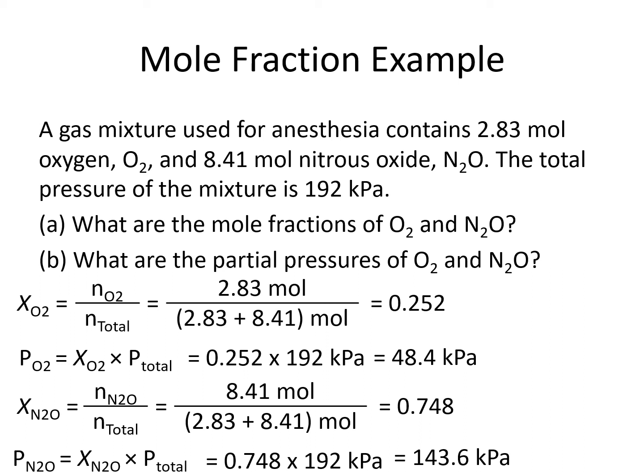Another way we could have figured that number out is by taking the total pressure and subtracting the pressure of the oxygen. We know that all of the pressures should add up to the total, based on Dalton's law of partial pressure. So if we took the total pressure of 192 and subtracted the 48.4 that was coming from the oxygen, then 143.6 kilopascals must be coming from the nitrous oxide.